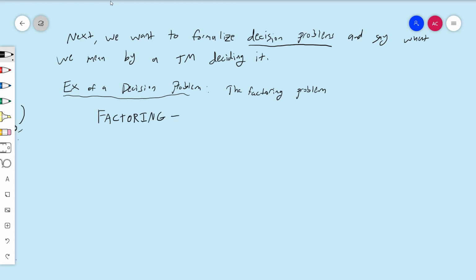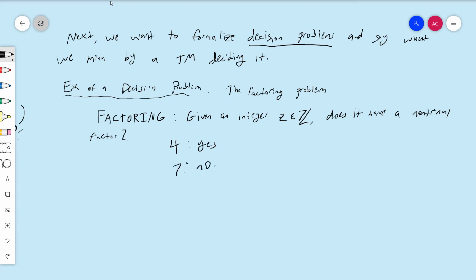Factoring is the problem: given an integer z, does it have a non-trivial factor? That's the question. If I gave you a 4, the answer is yes, it has 2. If I gave you a 7, the answer is no. That's the factoring problem. It's a decision problem. Does the number have a non-trivial factor? Yes or no? That's informally what the factoring problem is.